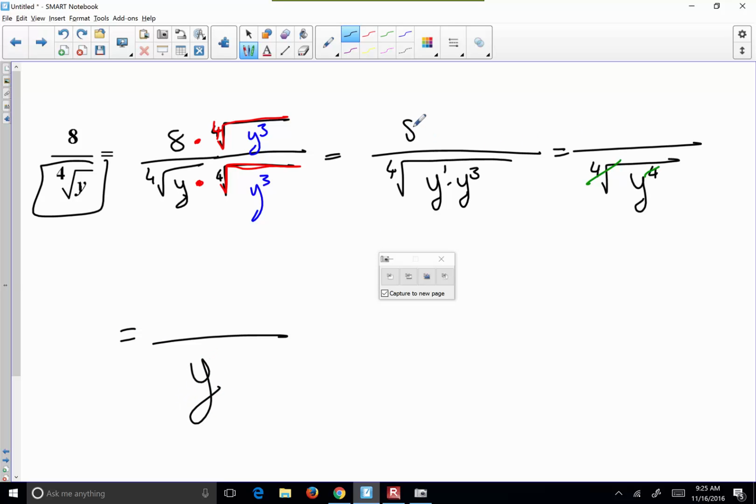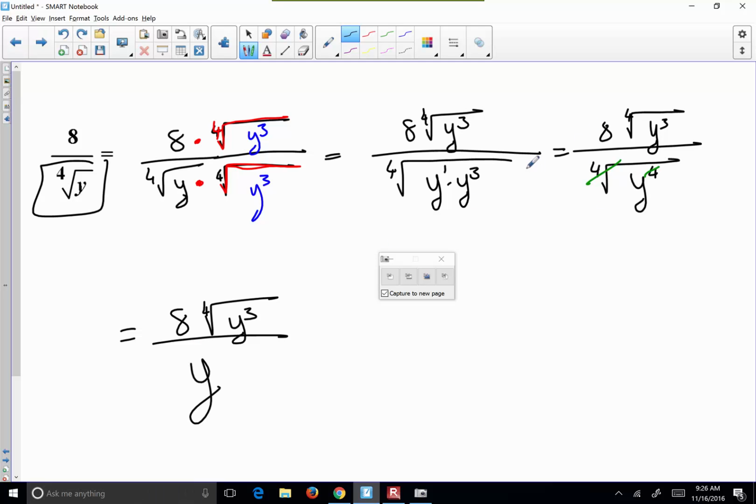How about the top then? Top pays the price, top gets the radical, but we are okay. You can have as many radicals as you wish on the top. We are not worried about the top. Only the bottom should be clear of radicals.